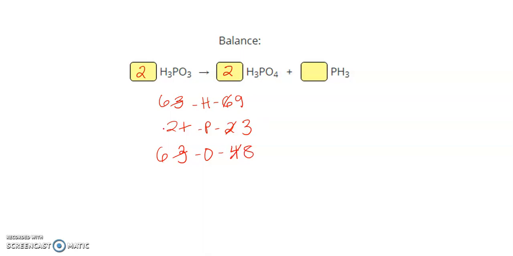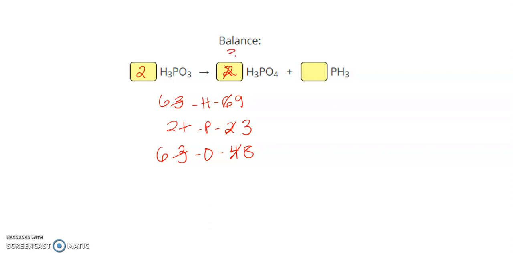Well, if I look over here, let's see if I can get 8 oxygen. Well, there are 3 oxygen here. 8 is not a multiple of 3, so I can say there's no whole number I can put here that's going to give me 8 on this side. No whole number I can multiply by 3 to give me 8 oxygen. So I'm not going to use 2.